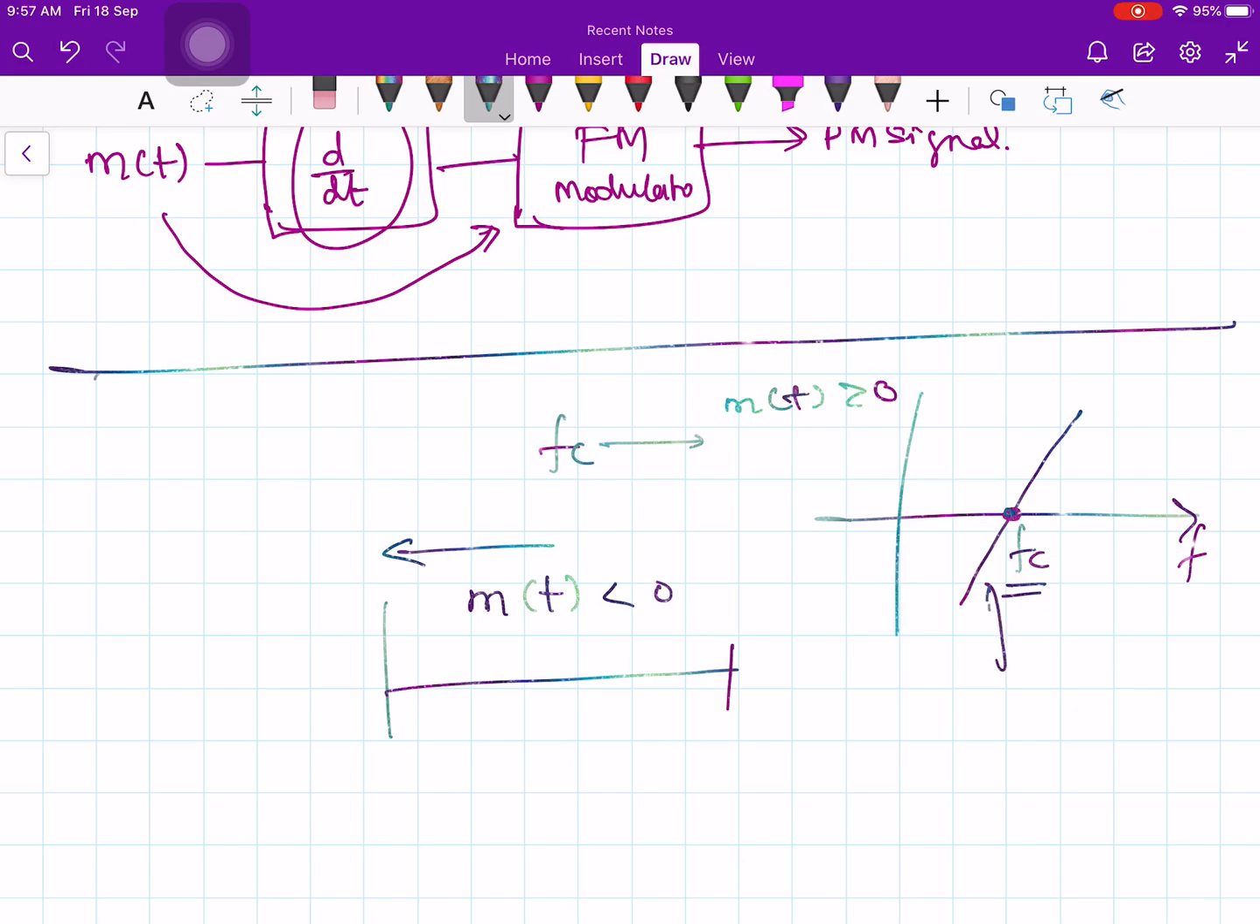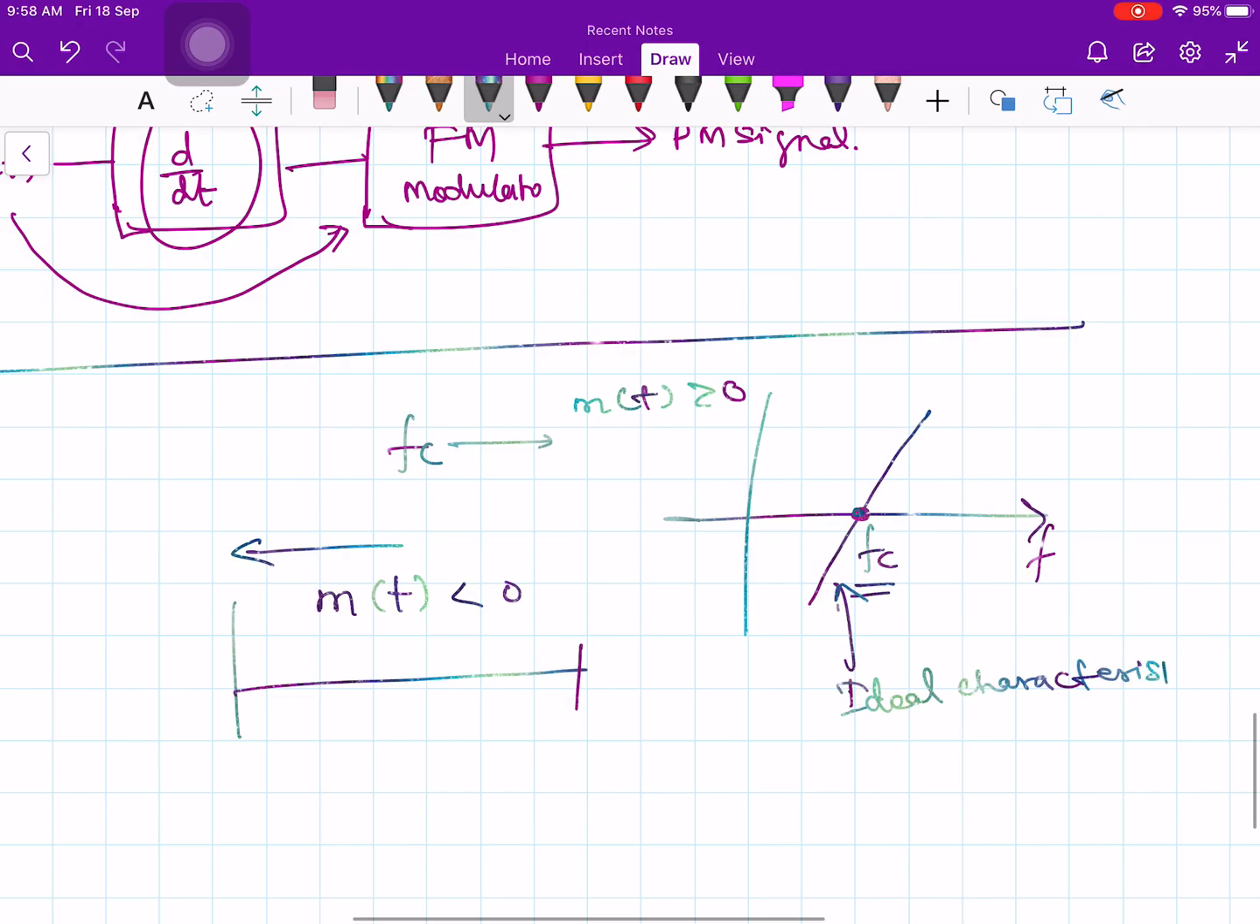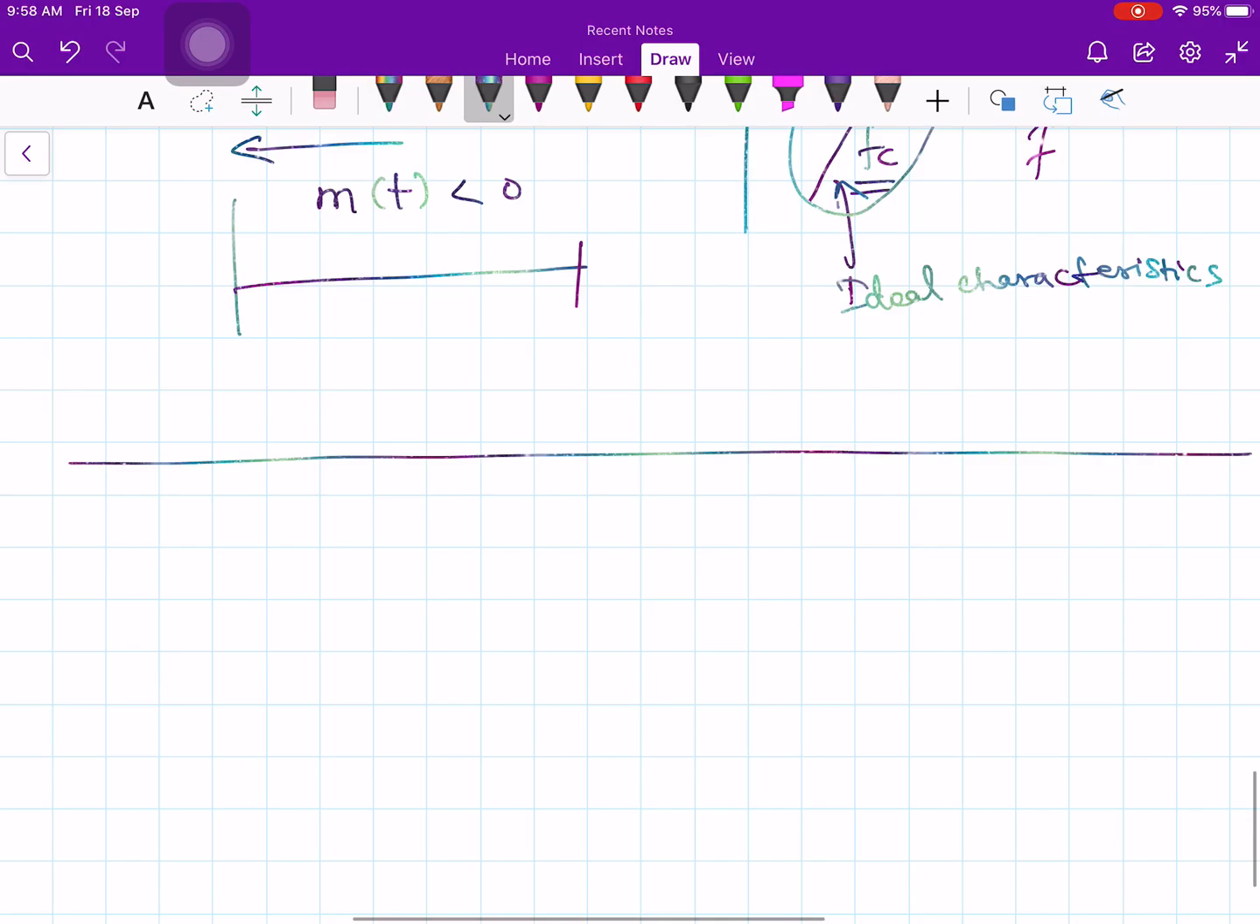So this ideal characteristic is very difficult to realize physically. You will not be able to get it, because there is no physical device which will directly give this kind of linear characteristic. So you will have to design something and see whether it comes close to the required operation. So let us look at some approximate realizations of the discriminator with the ideal characteristics which we discussed till now. Next we are going to talk about approximate realizations of ideal characteristics.